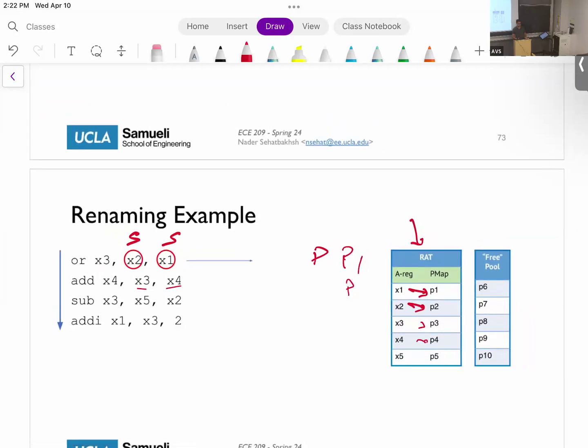Student: Do we have to rename all the destination registers? You always rename destination registers. Yes, and for that one you just pick a free one. You pick the first free.